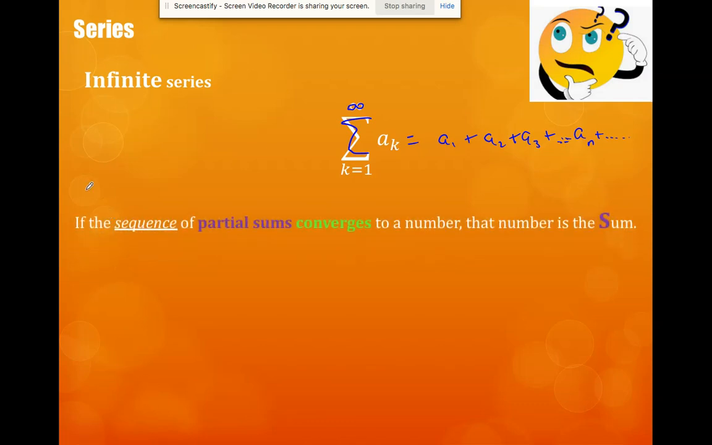Again, here's the theory behind this. If the sequence, which is a list of partial sums, so the first two terms, what's that sum? The first 10 terms, what's that sum? If the sequence of those sums converges to a number, we've already talked about what a sequence that converges looks like, we call that number the infinite sum, usually indicated with a capital S.